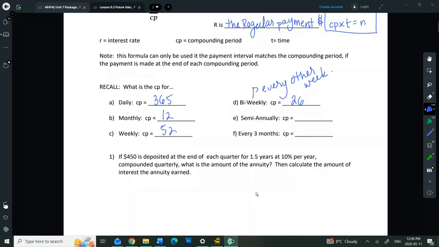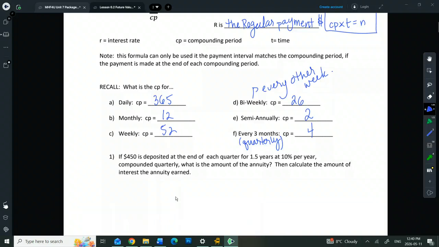Semi-annually is 2 times a year. Okay, one at the 6-month mark, one at the 12-month mark, and then every 3 months. In other words, quarterly. That gives us 4 compounds per year. Okay, so let's do an example.